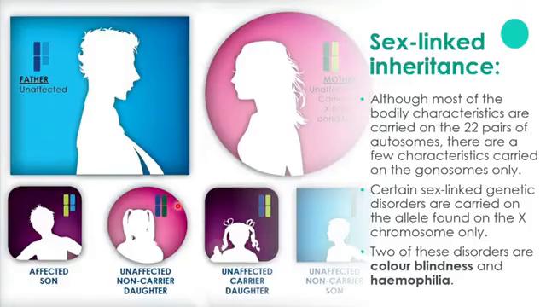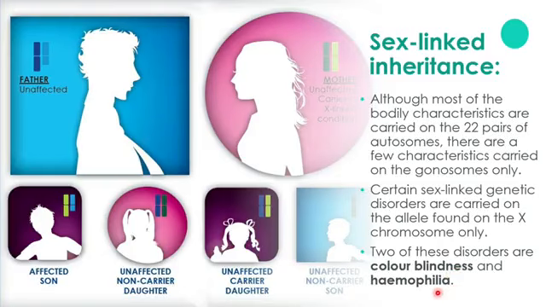Okay, so grade 12s. Next up, we're going to look at sex-linked inheritance. And as Ms. Schultz said, with sex-linked inheritance, there's one pair of gonosomes. These gonosomes could be an X and an X, or an X and a Y chromosome. And with sex-linked inheritance, that allele is only found on the X chromosome. So there are two disorders that we are going to look at that are sex-linked. One is color blindness and one is haemophilia.